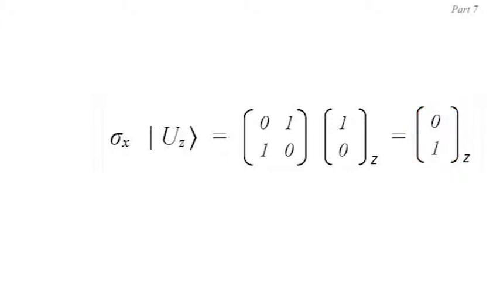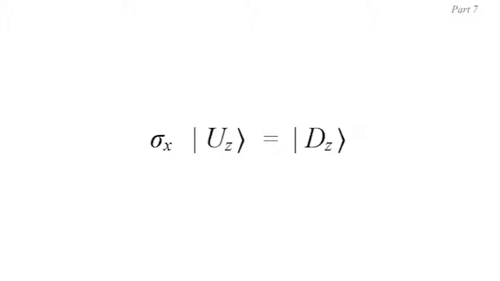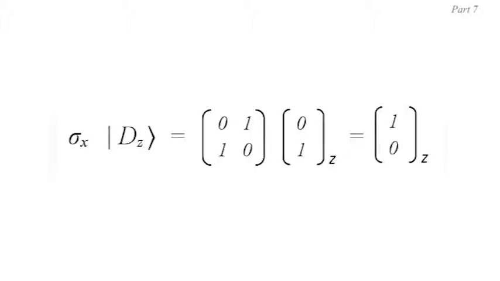Very strange. And now that we know this result, we could write it in a simpler way. Sigma x on the up state gives the down state. Look at this and try to get it into your head. Sigma x acting on the up state flips it to down. The same kind of thing happens when we start with the spin in the down state and we try again to measure the components of the spin in the x direction.